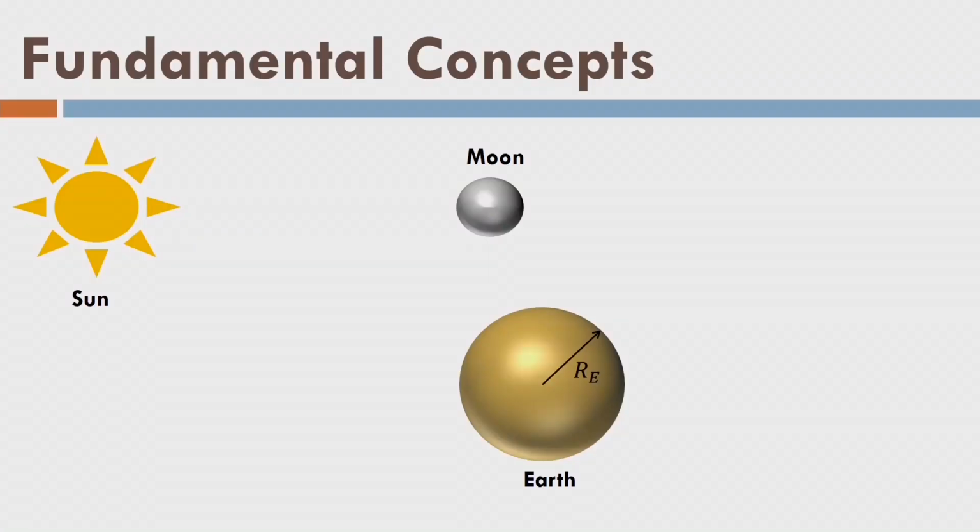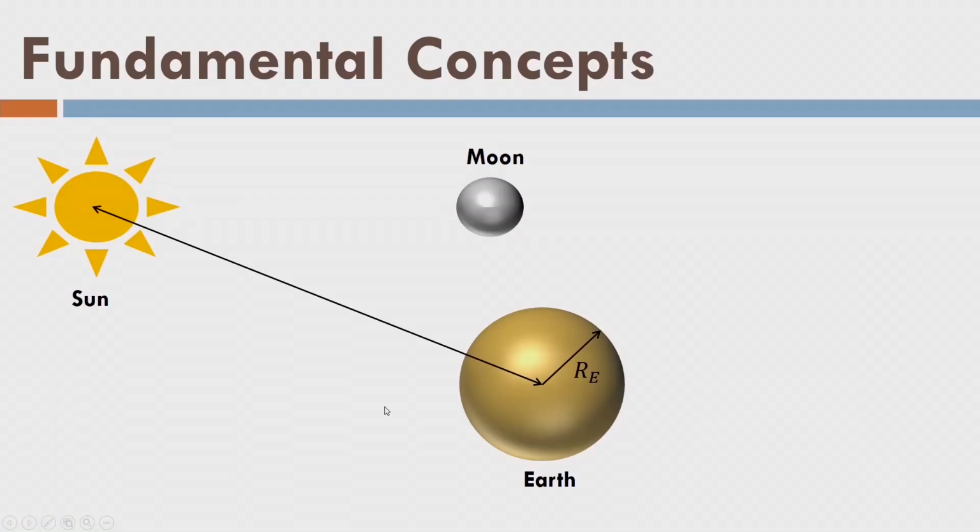We are showing 3 planets, Sun, Moon and Earth. Earth is shown with this radius RE. Because of the attraction force between Moon and Earth and between Sun and Earth, we have tides. So let us try to understand what that means. Let us say this is the distance between Sun and Earth, and this is the distance between Moon and Earth. These distances are indicated by ds and dm.